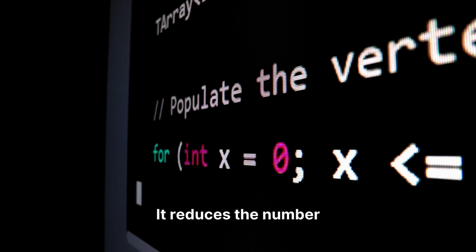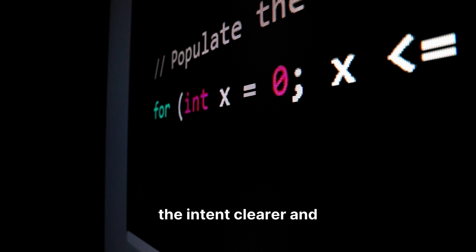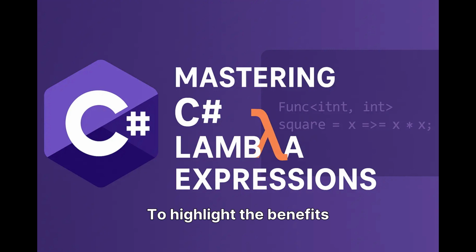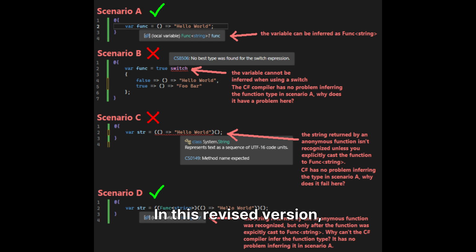It reduces the number of lines required, making the intent clearer and the overall code base more streamlined and efficient. To highlight the benefits of this approach, let's now take our previously constructed example and rewrite it using the inline delegate syntax. Observe how the code becomes more condensed and potentially easier to follow. In this revised version, you can clearly see that the greeting delegate variable is not only declared, but also has its anonymous function assigned to it all within one single, unified statement. This is the hallmark of an inline delegate.